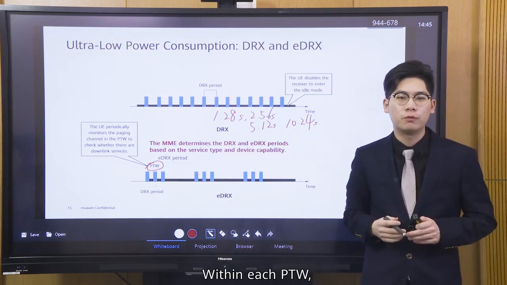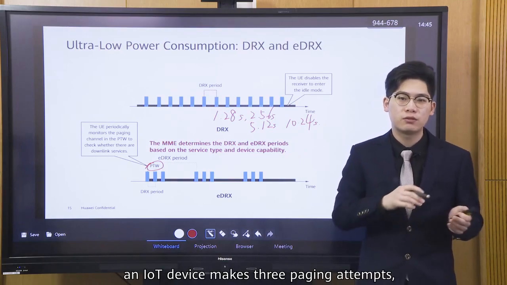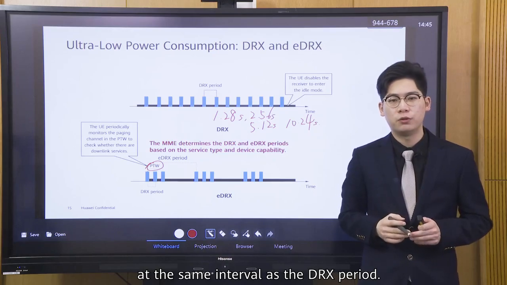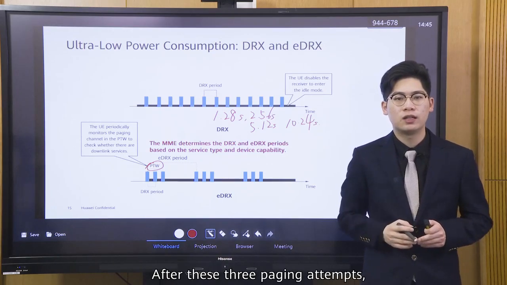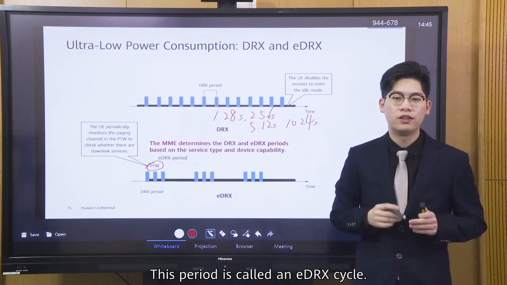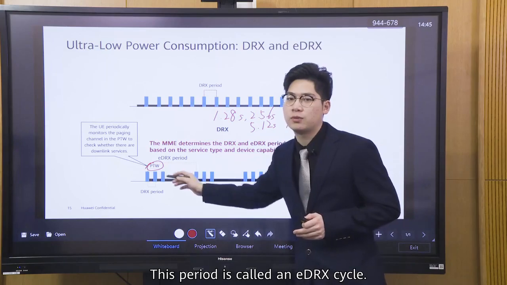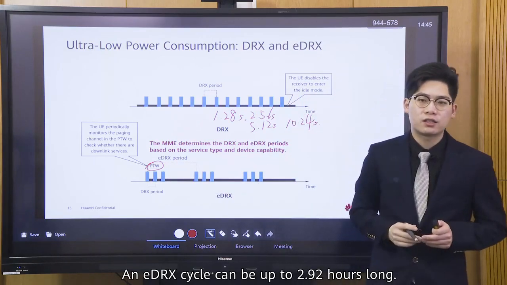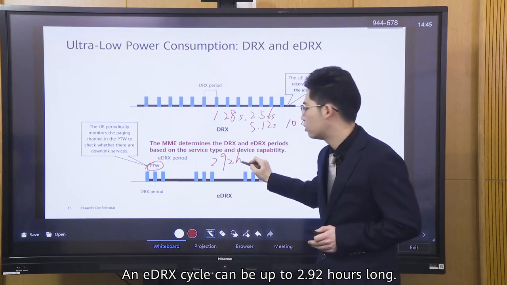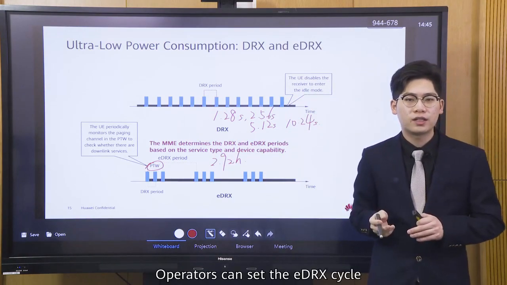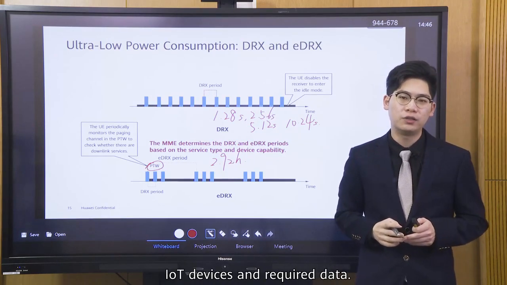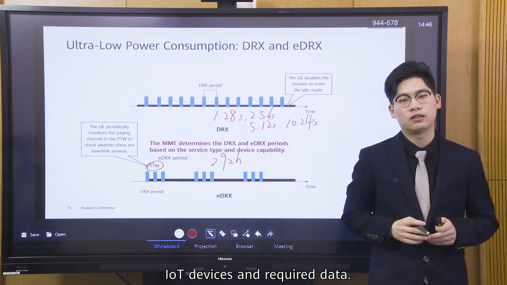Within each PTW, an IoT device makes 3 paging attempts at the same interval as the DRX period. After these 3 paging attempts, the device enters sleep mode for a long time. This period is called an eDRX period. An eDRX period can be up to 2.92 hours. Operators can set the eDRX cycle based on the actual situation of IoT devices and the required data.